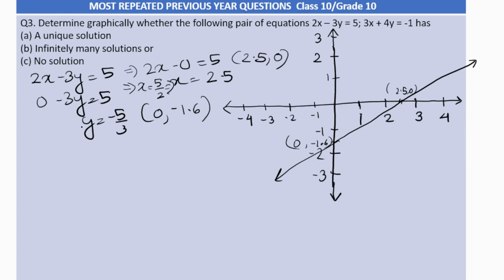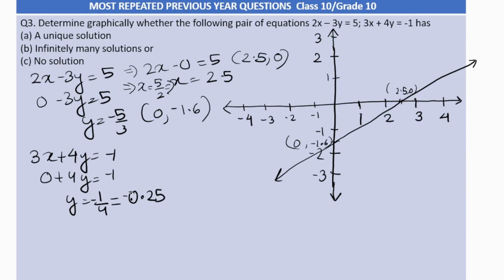Now the second equation is 3x plus 4y equal to minus 1. So here, again we will take x equal to 0 to find the point where it intersects the y-axis. So 0 plus 4y is equal to minus 1, that means y will be equal to minus 1 by 4, which is minus 0.25, right? So this is the point 0 comma minus 0.25.